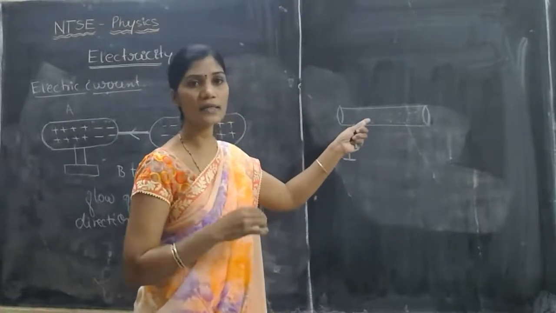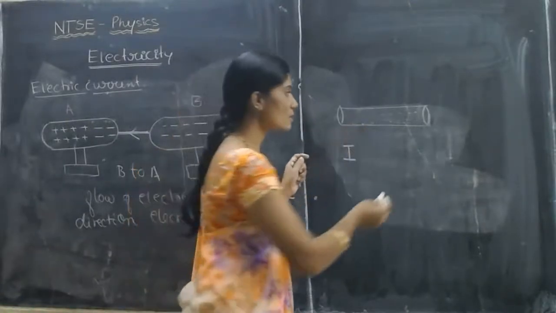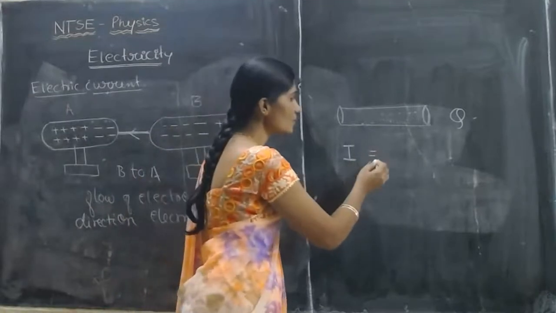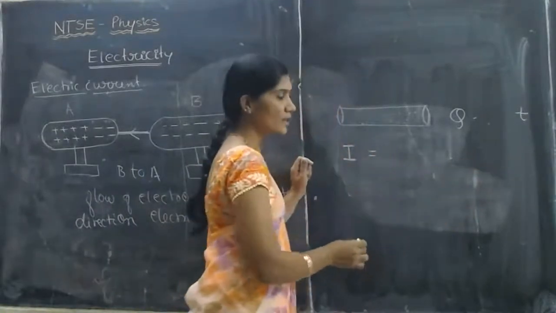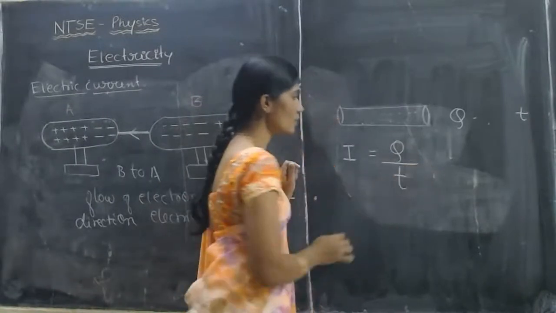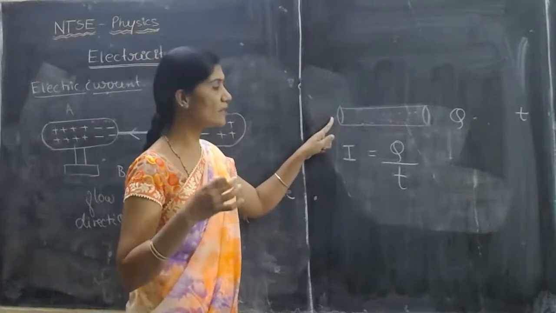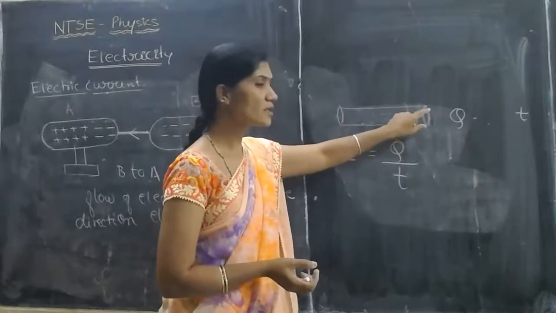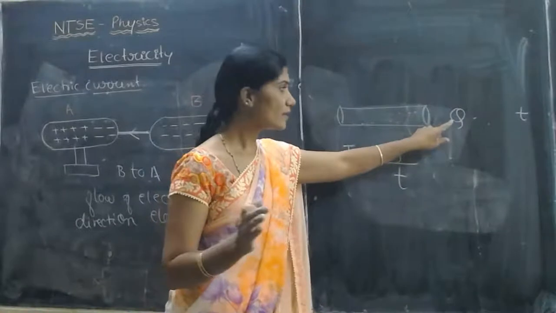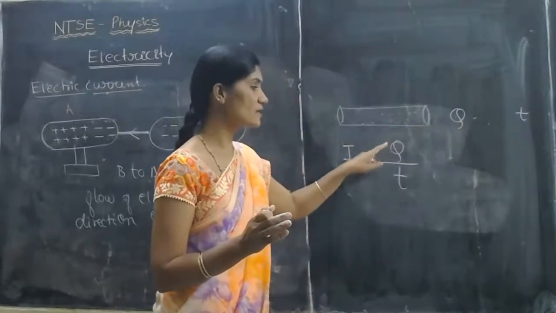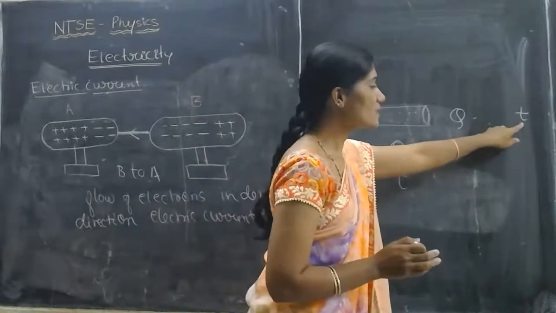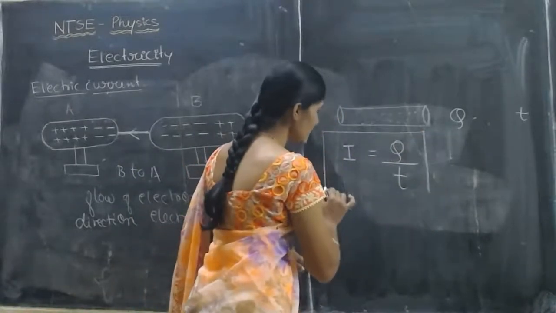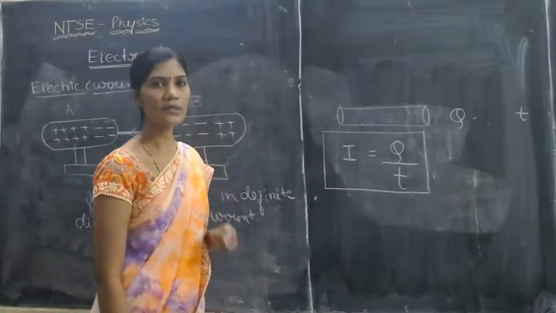We can't count how many charge particles are there, so we say Q amount of charge is flowing. Time also we don't know, so it is flowing for a time T seconds. Then I can write Q by T, because the magnitude of the electric current is measured as the amount of charge flowing across a given cross section in 1 second. That's why the mathematical formula for the electric current is Q by T, electric charge for a given time period.